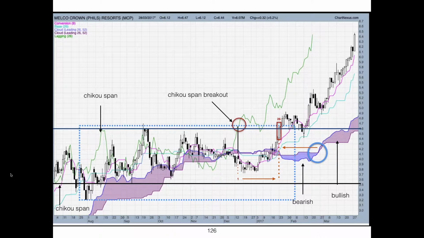Because the Senkou span is based on the highest and the lowest for the past 26 periods. So if you get a breakout, it gets a new high to use in its computation, which results in a sloping up of the Senkou A.